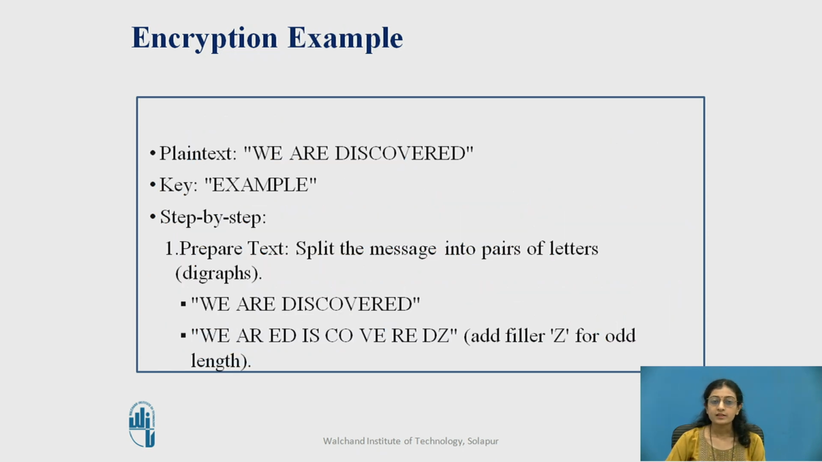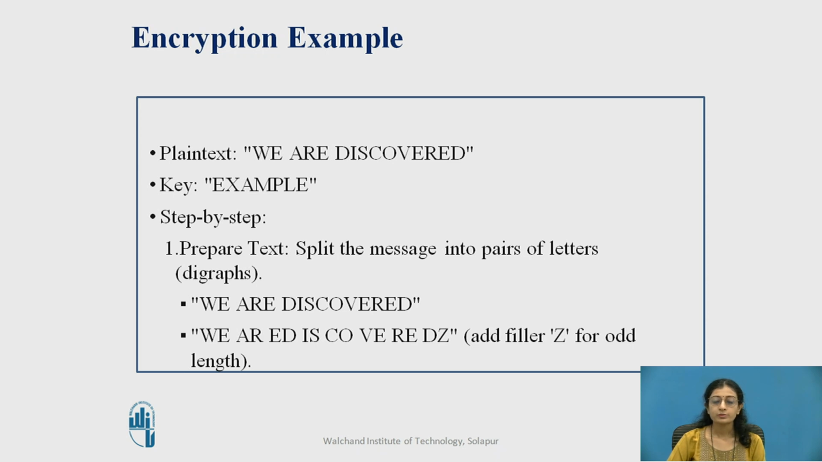Now let's understand these rules and how to encrypt a message using an example. So here our plain text is "we are discovered" and the keyword given is "example". So we have already created the key matrix by using the keyword example. So let's go step by step.